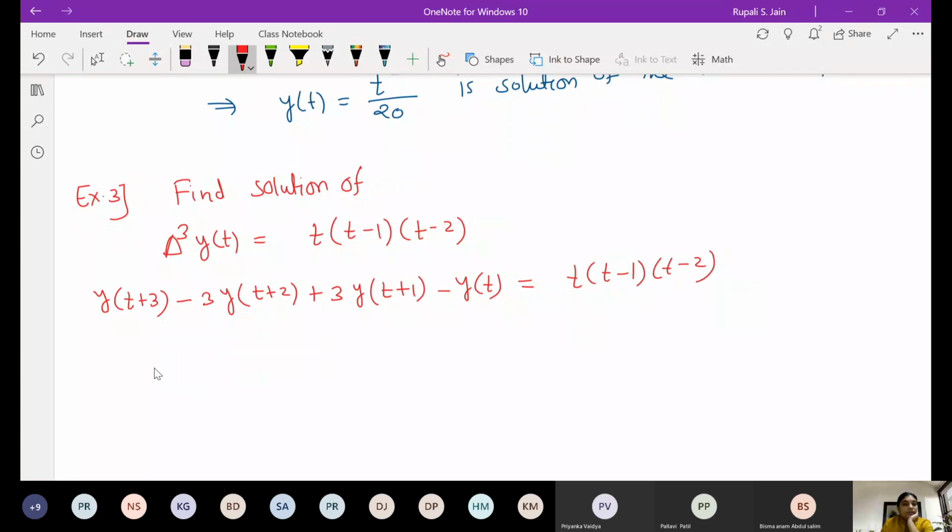So find the solution of this difference equation, either this or this. Or I can write this as delta cube y t is nothing but t to the 3 falling, right? Now this y t I can take so that if I take its third order difference, then I will get t to the 3 falling.